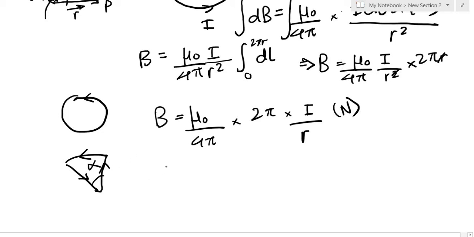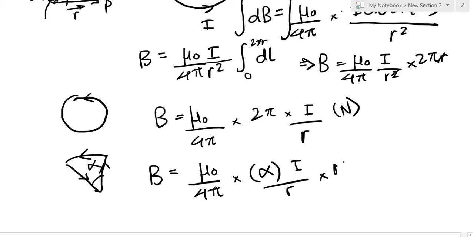Okay, so basically instead of this 2 pi, you just put the alpha in. So mu naught by 4 pi alpha I by R, and then you can multiply by the number of turns if there are any. And you might say, why does this trick work? Why, just because your circle has 2 pi radians, right? The entire angular measure is 2 pi radians, and here the angular measure was alpha. You just replace the 2 pi with an alpha.